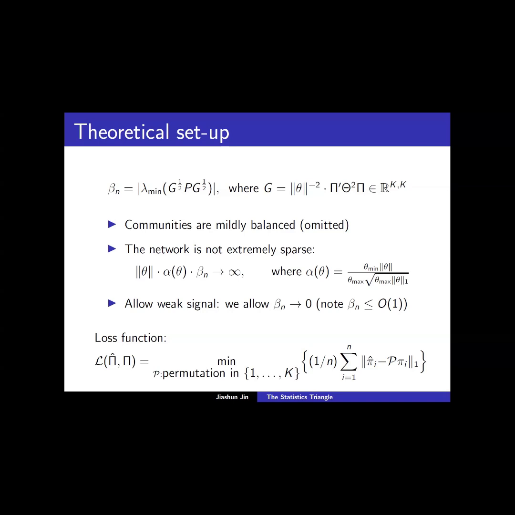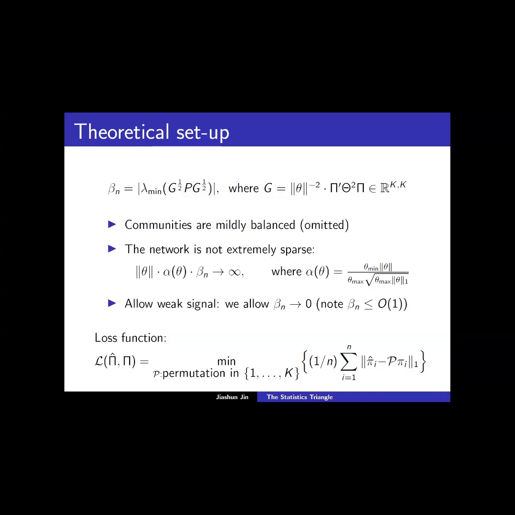For the theoretical setting, we first need some mild balanced community conditions. For example, different communities have similar sizes. And the network is not extremely sparse. If the network is extremely sparse, then the whole network is nearly blank, you have almost zeros everywhere, so you should exclude that. These are the two main conditions.